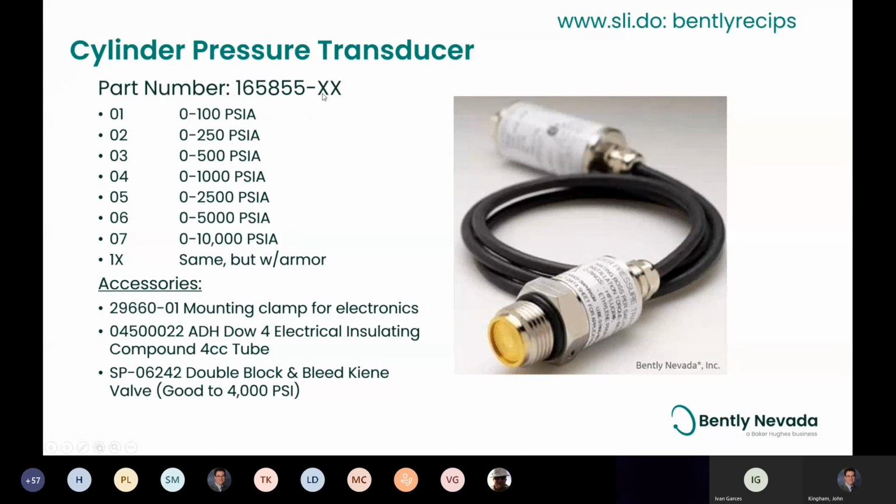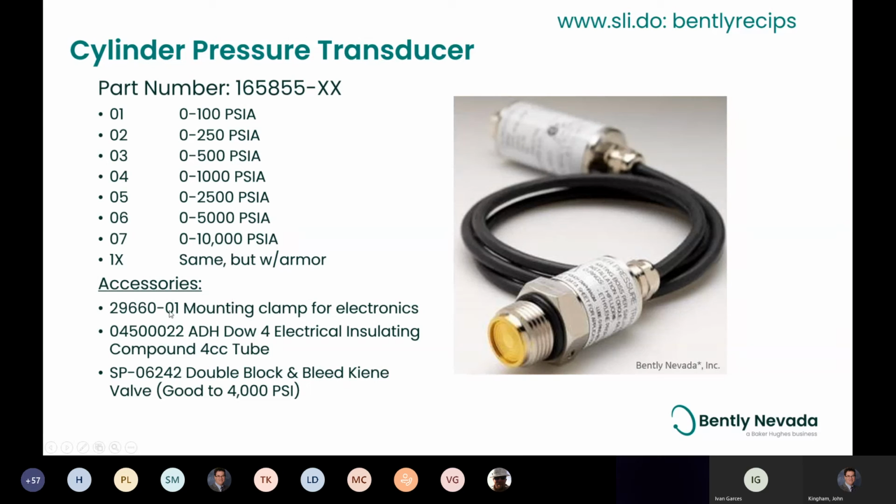So anyway, here's a part number. If you ordered a 01, you get a 0 to 100 PSI. And then down here I've put a 1X, same but with armor. So if you ordered an 11, you would get that same transducer, but this cable would be armored cable. And you can see there's different pressure ranges.